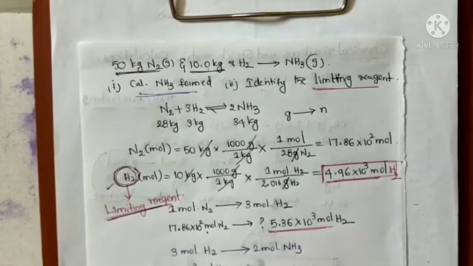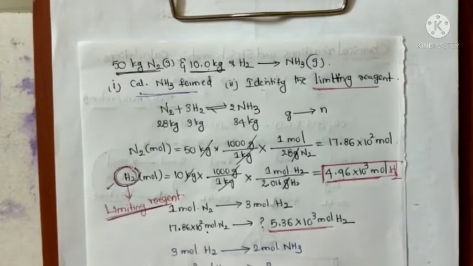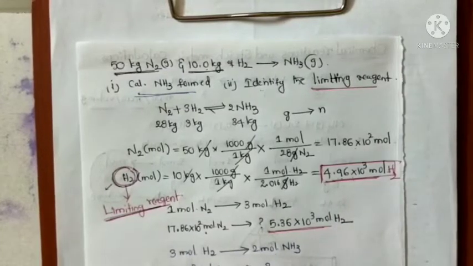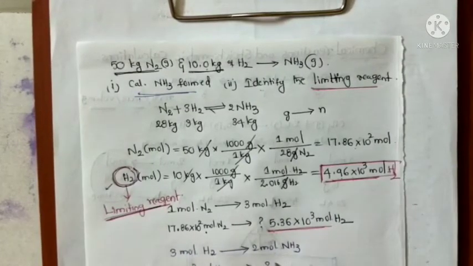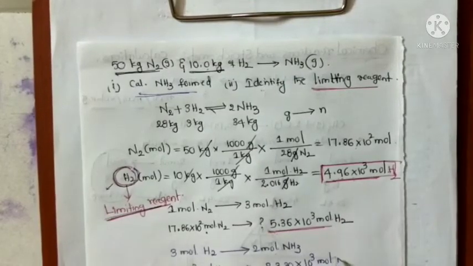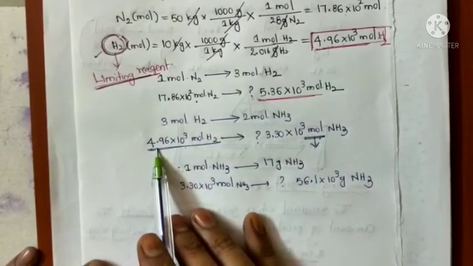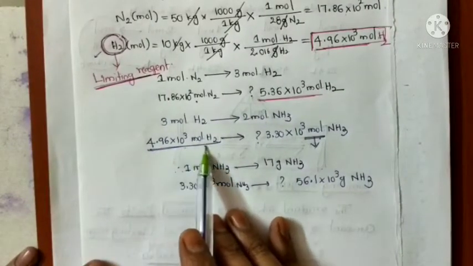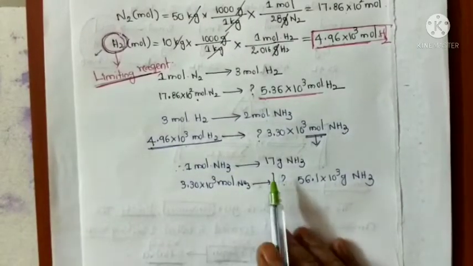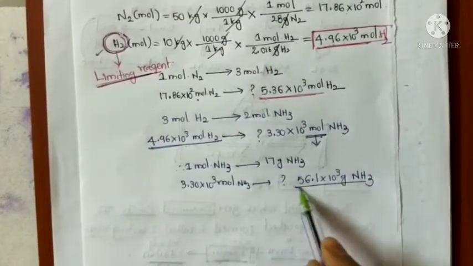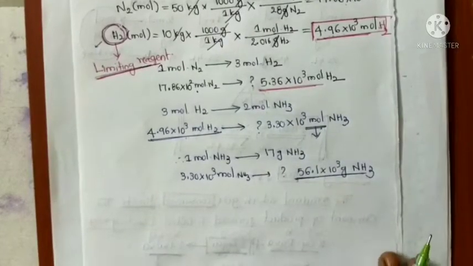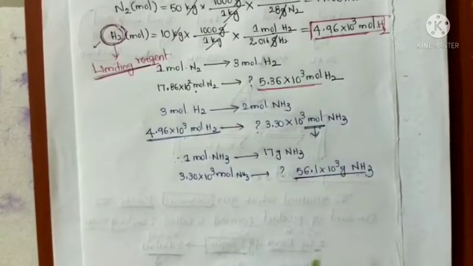So when 3 moles forms this much, how much will form from 4.96 into 10 to the power of 3? Directly I will write the amount of production of ammonia: 3.30 into 10 to the power of 3 moles of ammonia will be forming. 4.96 into 10 to the power of 3 moles of hydrogen will give 56.1 into 10 to the power of 3 grams of ammonia.